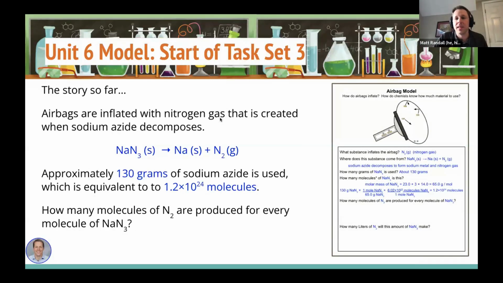So the next thing for our model, the story so far is we've learned that airbags are inflated with nitrogen gas. It's created when sodium azide is decomposed. Approximately 130 grams of sodium azide is used, which is about 1.2 times 10 to the 24 molecules. It's basically 2 moles, interestingly enough. And so our next question is, how many molecules of nitrogen gas are produced for every molecule of NaN3? And maybe just thinking back to our big question, how do engineers know how much stuff to use to fill the airbag? That's where we're heading next.